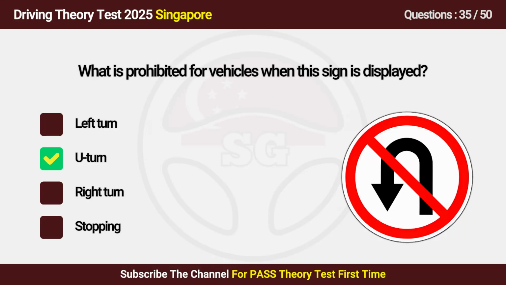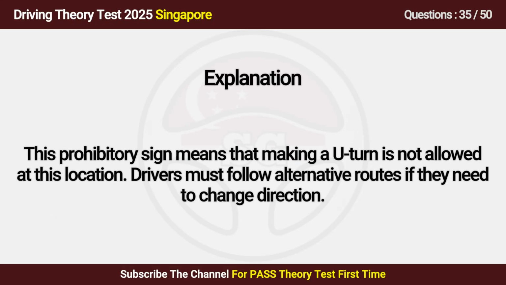Answer is B. U-turn. This prohibitory sign means that making a U-turn is not allowed at this location. Drivers must follow alternative routes if they need to change direction.